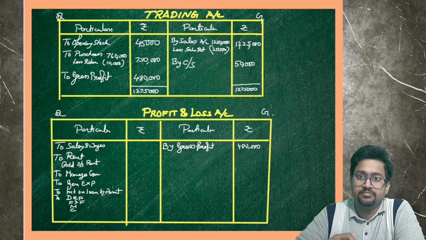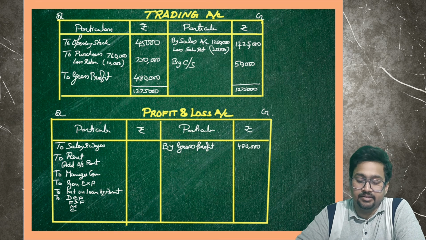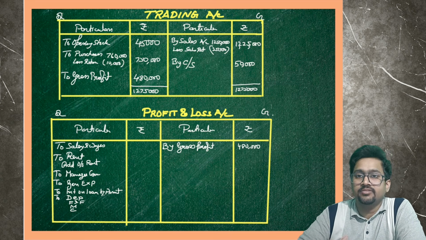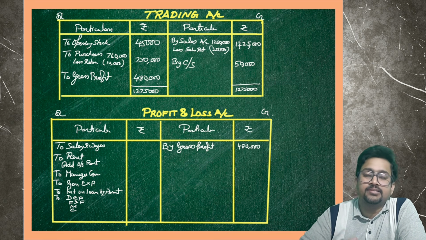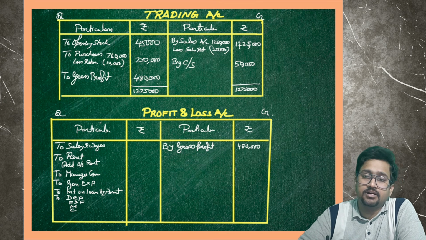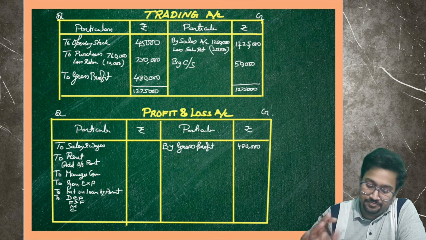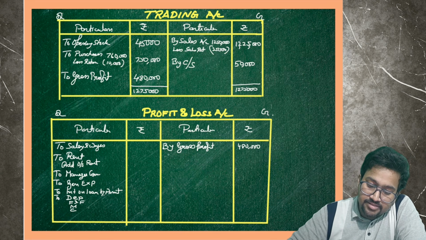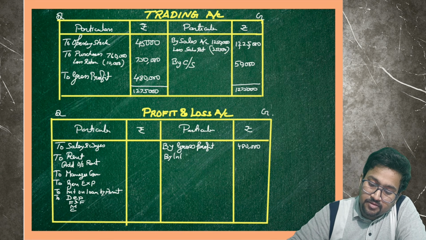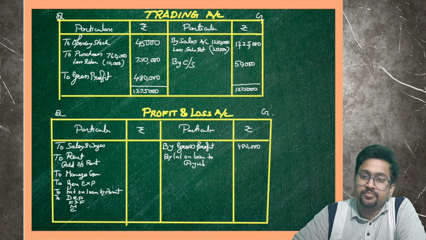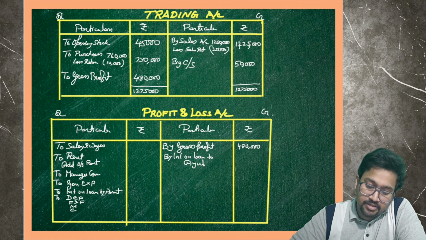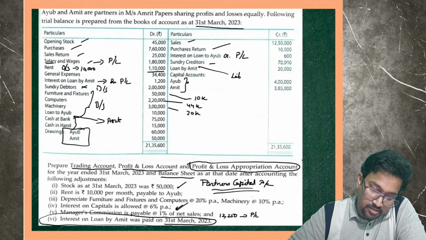So to depreciation for furniture and fixtures, machinery and computer. I'm writing in short here, but you don't write it like this, you have to write it completely. Anyway, this question won't come for your exams, because this is the question we are solving just to understand the difference. However, if the same things are there in partnership accounting, you will have to write it in complete. And on the credit side, by interest on loan to Ayub. Apart from this, I don't think anything else will be coming.